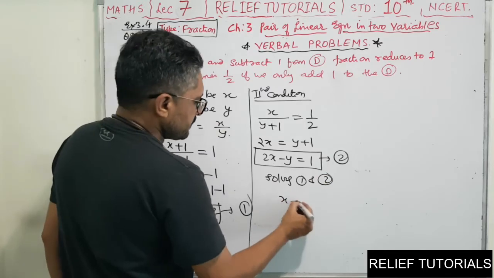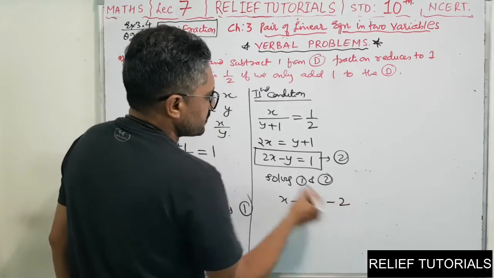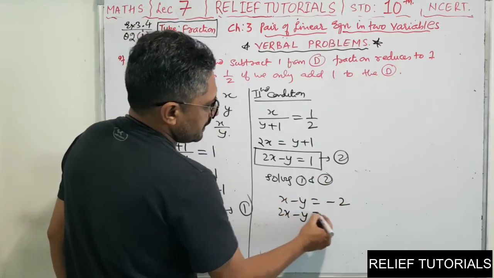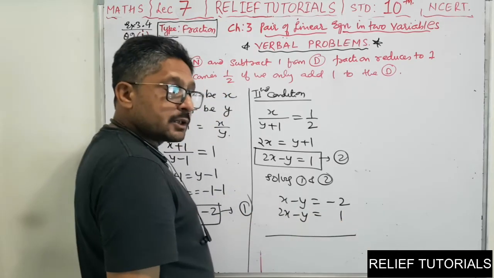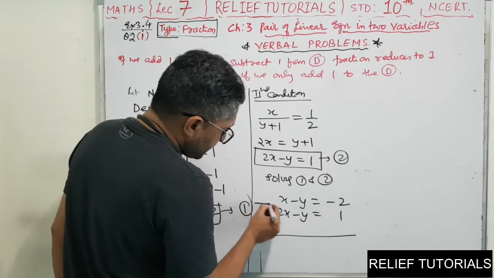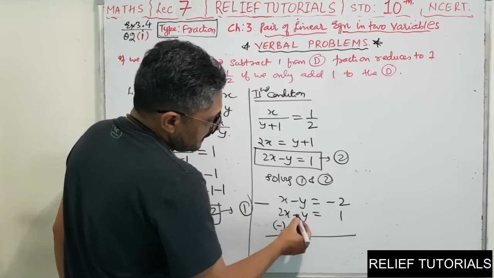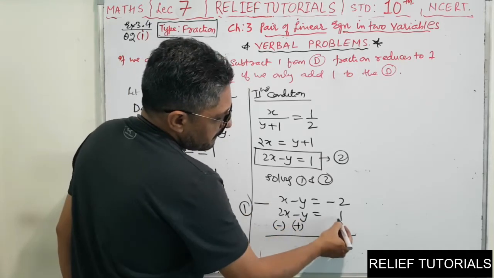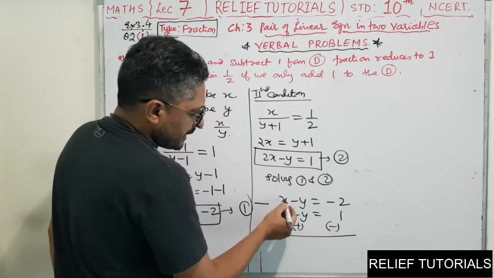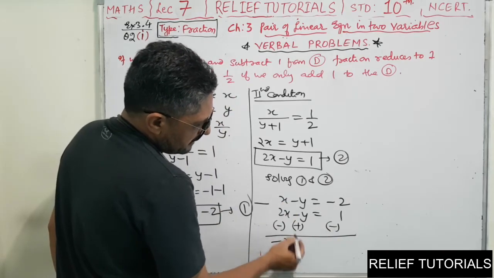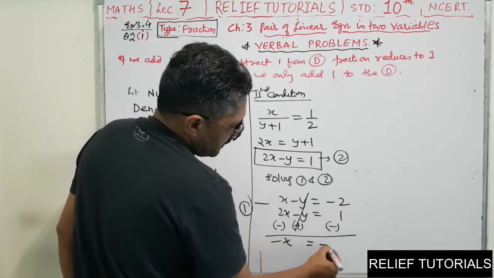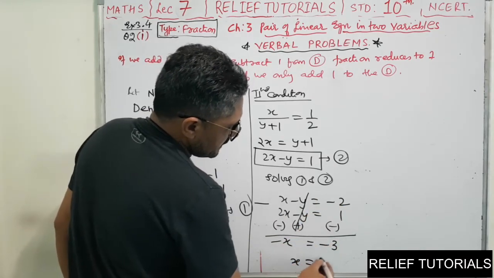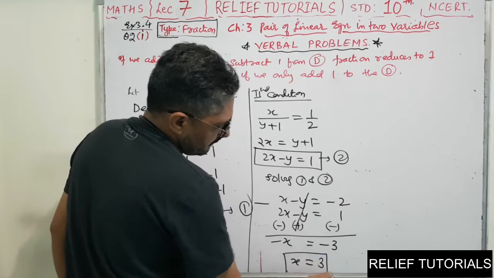What will you write? x minus y is equal to minus 2 and 2x minus y is equal to 1. But here you see, the coefficients are the same but not opposite. So you will subtract. So plus will become minus, minus will become plus, and plus will become minus. Now x minus 2x, so minus x. Minus y plus y cancel. That is equal to minus 2 minus 1, minus 3. So therefore x is equal to 3.